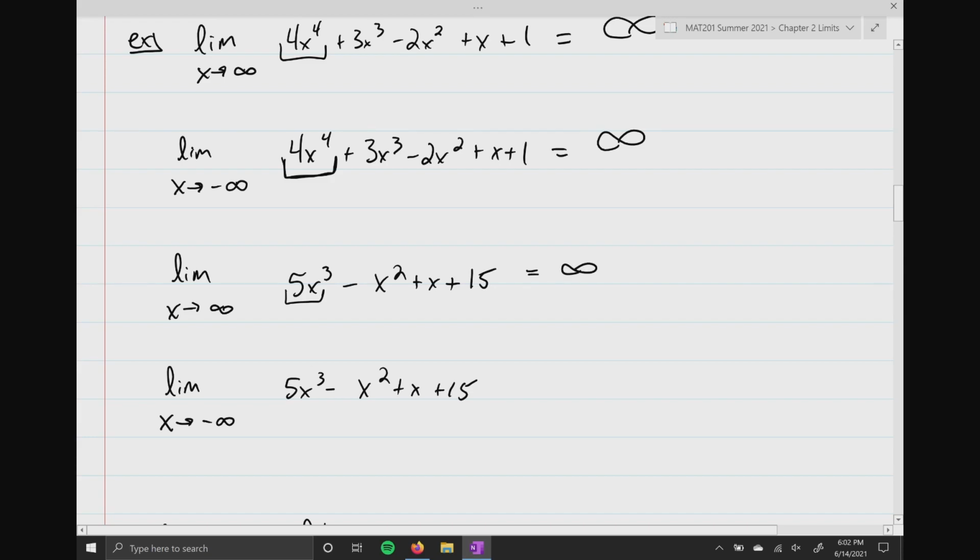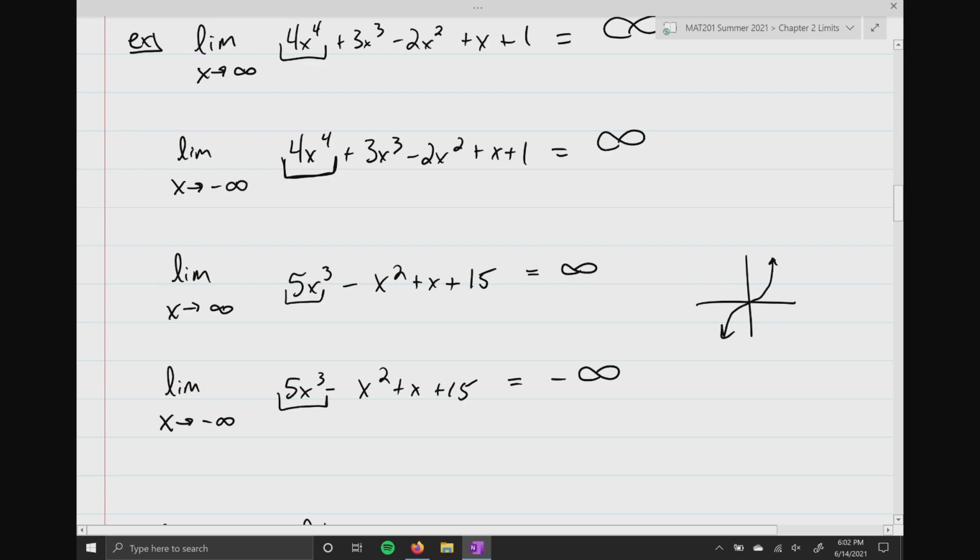However, with the last example, as the limit of x approaches negative infinity of 5x to the third minus x squared plus x plus 15, this is my leading coefficient, my leading term. Since that is odd and that my limit is going to negative infinity, this is going to go to negative infinity as well. And you got to remember that's what the graph looks like.